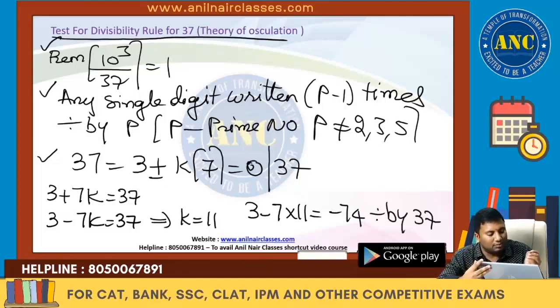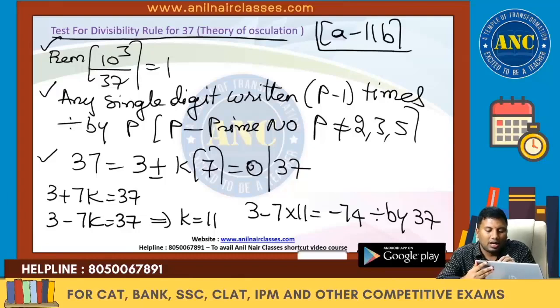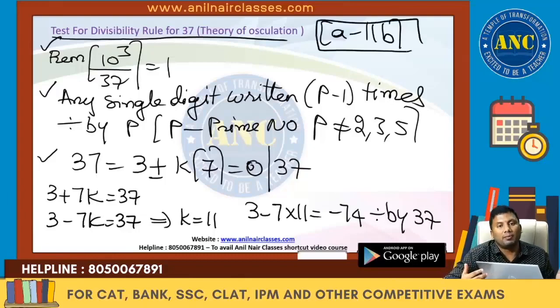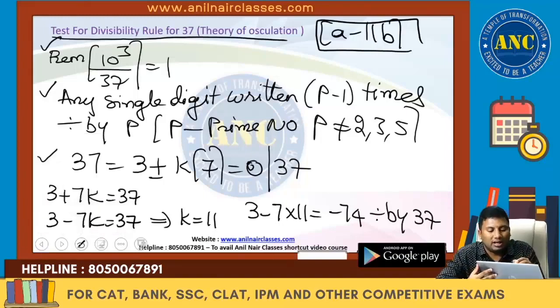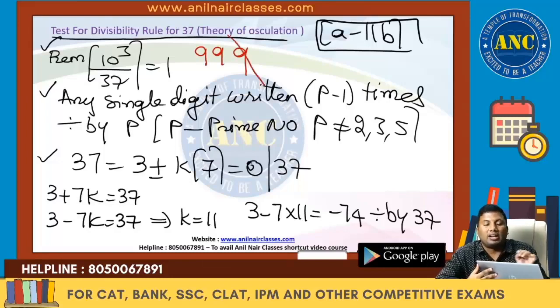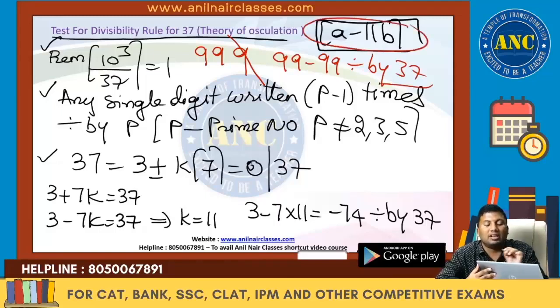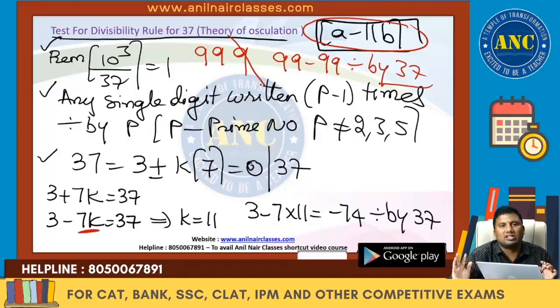So what is the divisibility rule? Divisibility rule: a minus 11b. I hope you are understanding how I am defining the divisibility rule for any prime number. Suppose it is 999: 9 multiplied by 11 is 99, and 99 minus 99 is 0, so it is divisible by 37. A minus 11b is the divisibility rule. Idea clear, right? It's just a matter of finding the value of k.